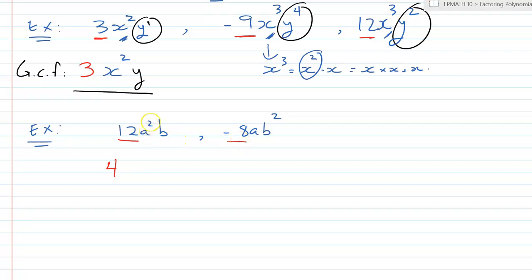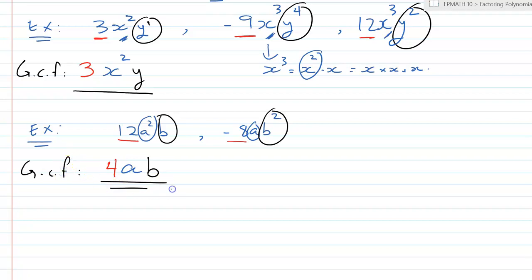Which one can go into the other one? a is a to the power of 1, and a squared has a in it, so a will be the greatest common factor of a squared and a. And then the last piece, which is b and b squared, same idea. b goes into b squared, so b is the greatest common factor between b and b squared. So all together, 4ab is the GCF of 12a squared b and minus 8ab squared.